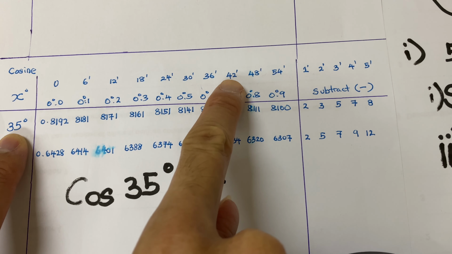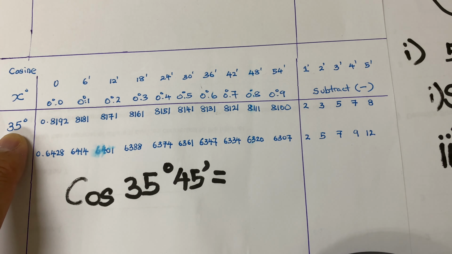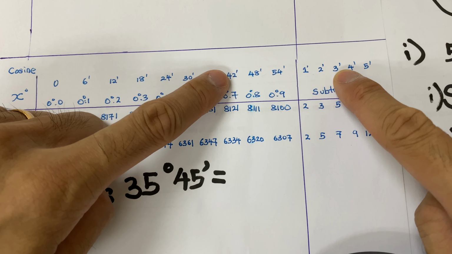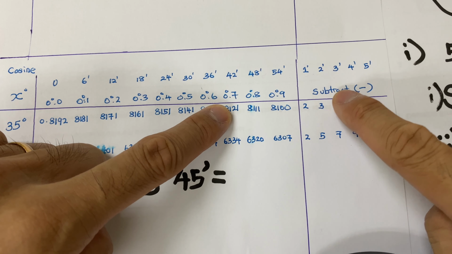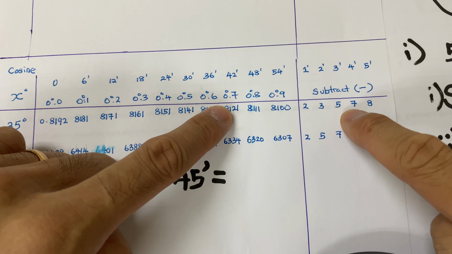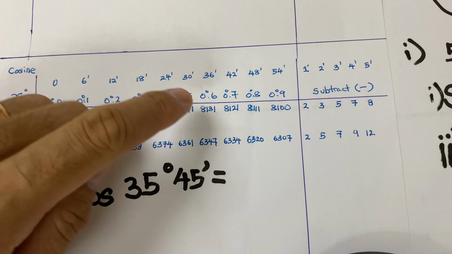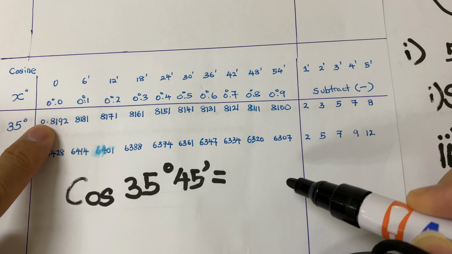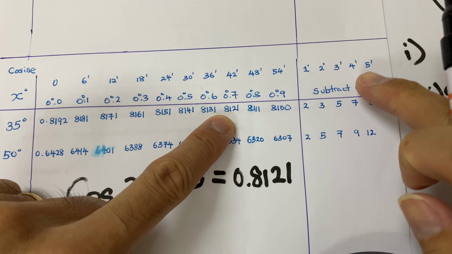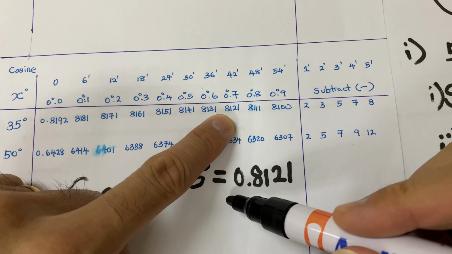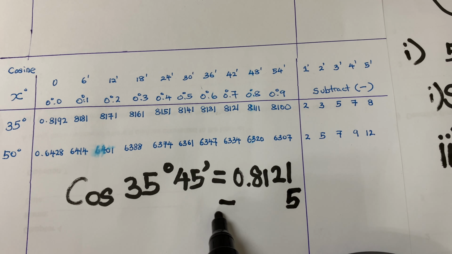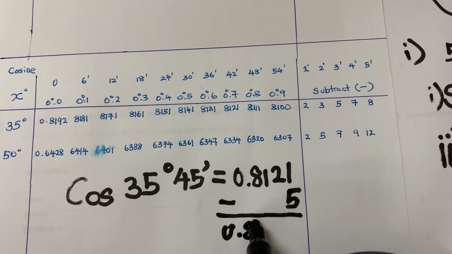You can't find 45 minutes here. So what you need to do is use this number, and then subtract the other number. So 48 subtract 3 is 45 minutes, isn't it? So the corresponding number is this number on the left, but you don't add now, you subtract. Because just now I actually added the number, so now I subtract the number. So I use this number, 0.8121. That's the corresponding number. I subtract 5. Therefore you get the answer to be 0.8116, which is the answer.